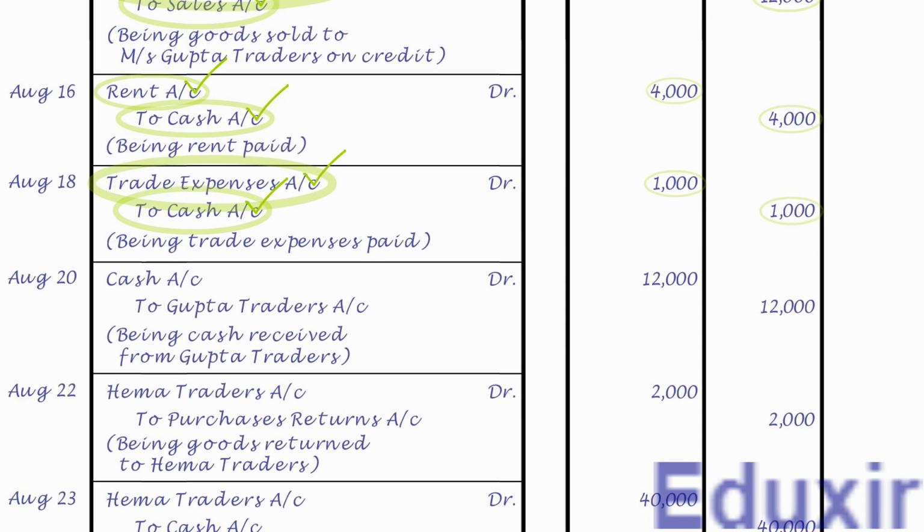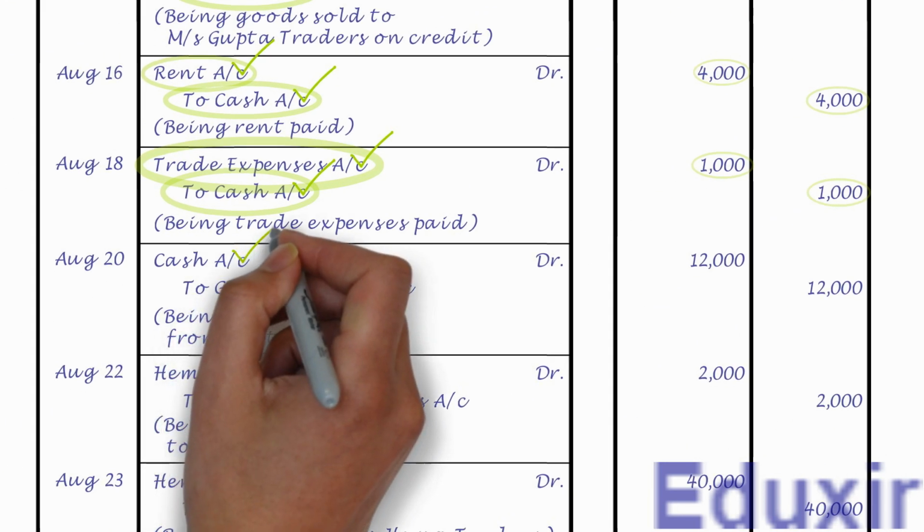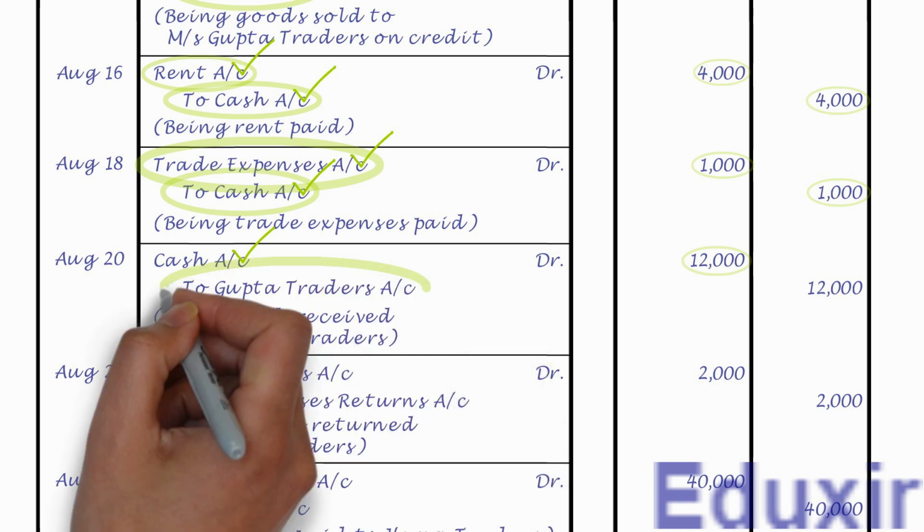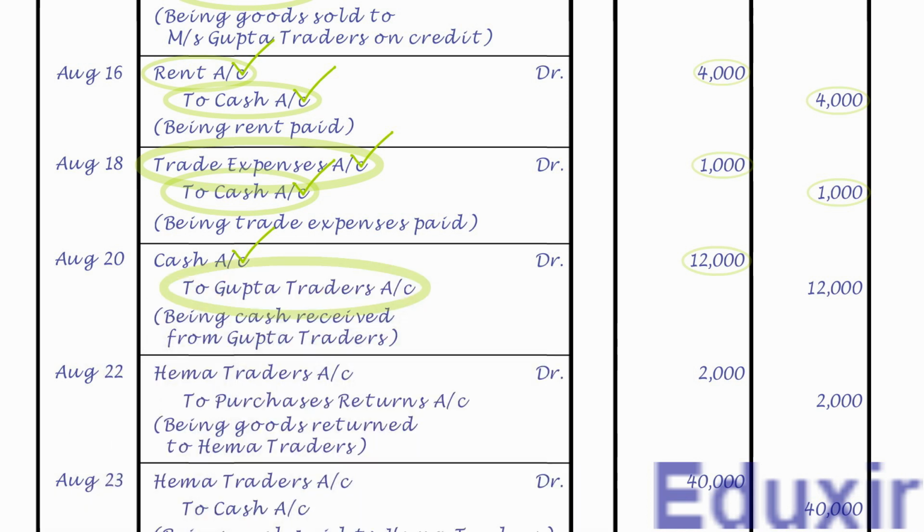As the name suggests, it needs to be posted on the debit side of cash account and the debit amount is 12,000 rupees. Note that the details that need to be posted into the particulars column is Gupta Traders account. As we already have the cash account, let us now post this entry into that account.